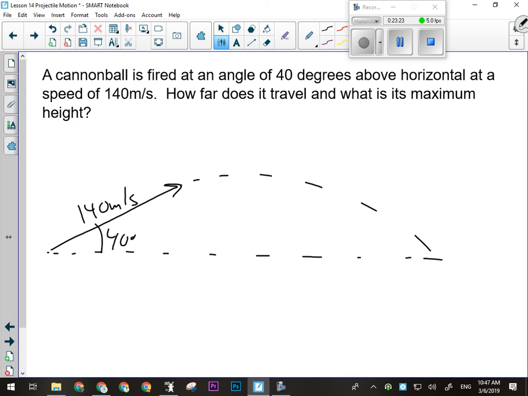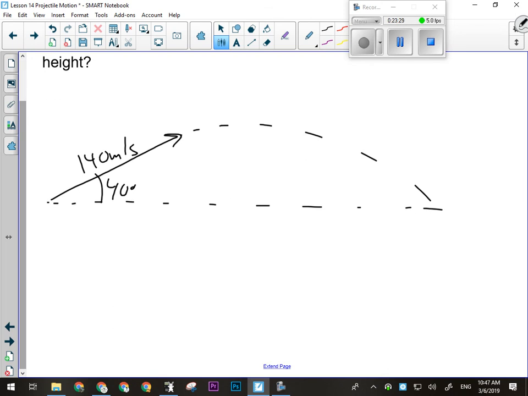So it's just like the general E question. There's nothing different here. So we are looking for how far it travels as well as the maximum height. So again, we want to break this up into its vertical and horizontal components.